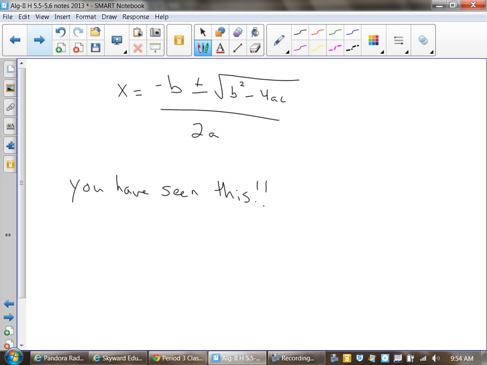But now the song for quadratic formula. You ready? X equals negative b plus or minus square root b squared minus 4ac all over 2a. Remember that one? All right, let's sing it again.